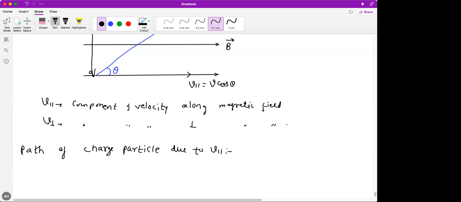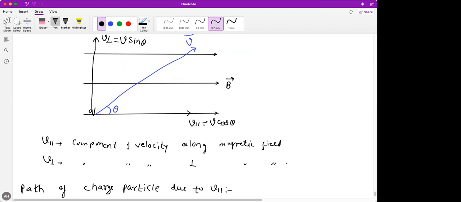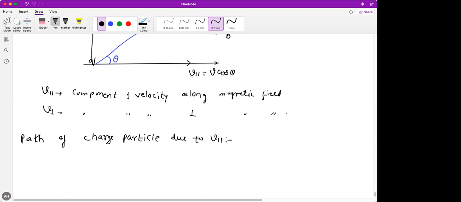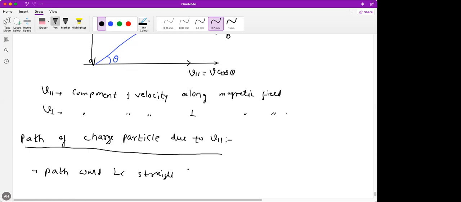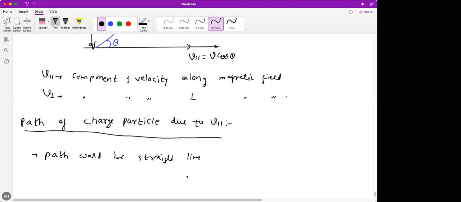So we first have to decide the path of the charged particle due to the parallel component of velocity, v parallel. Due to v parallel, we know that the path will be a straight line. Or do one thing. Let's first calculate the path due to v perpendicular. Then we will see the effect due to v parallel.